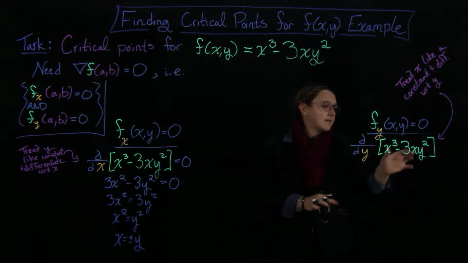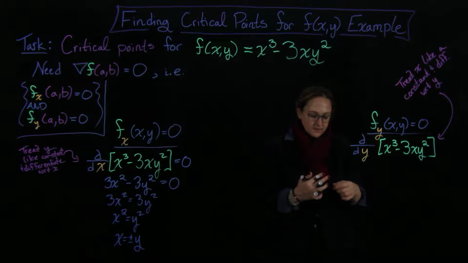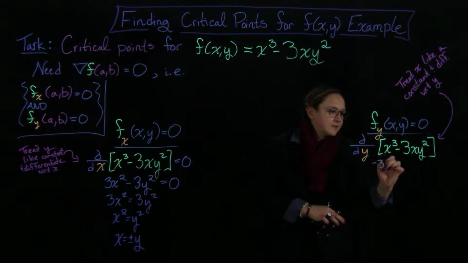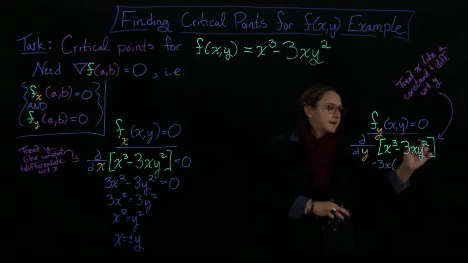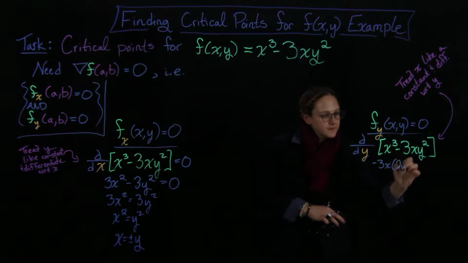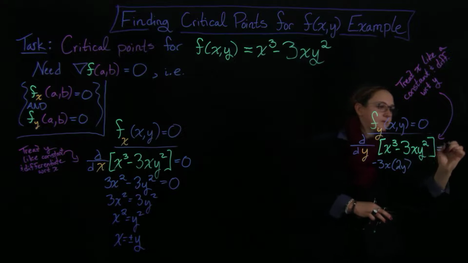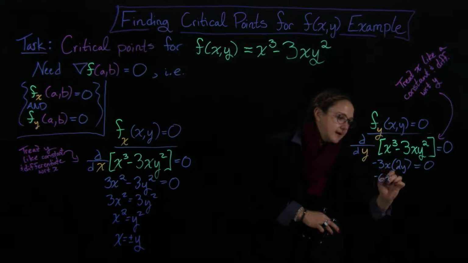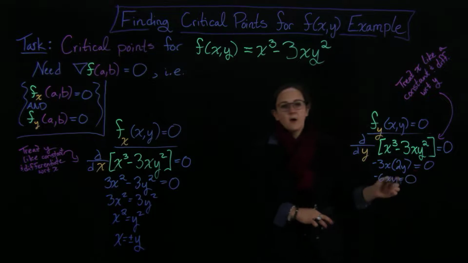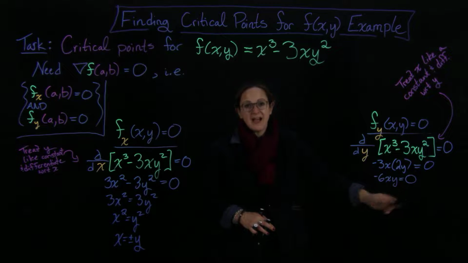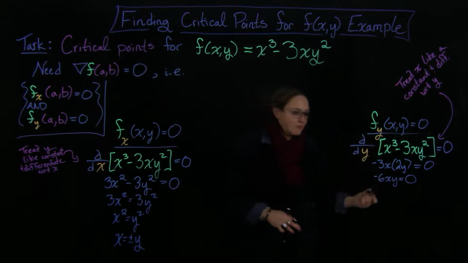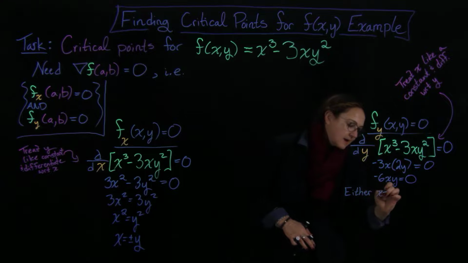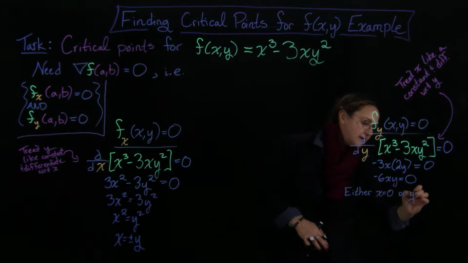And now we have this constant in front of y squared. So the constant part just stays there. So this is minus 3x times 2y. Right, and I still want this to equal 0. So I have minus 6xy equals 0. Well, in order for minus 6xy to equal 0, I either need x equals 0 or y equals 0.